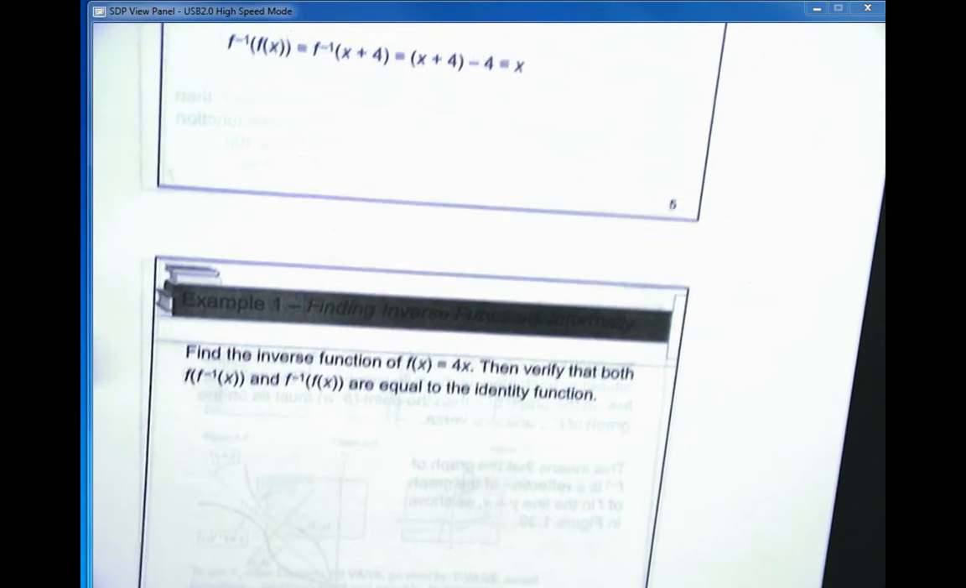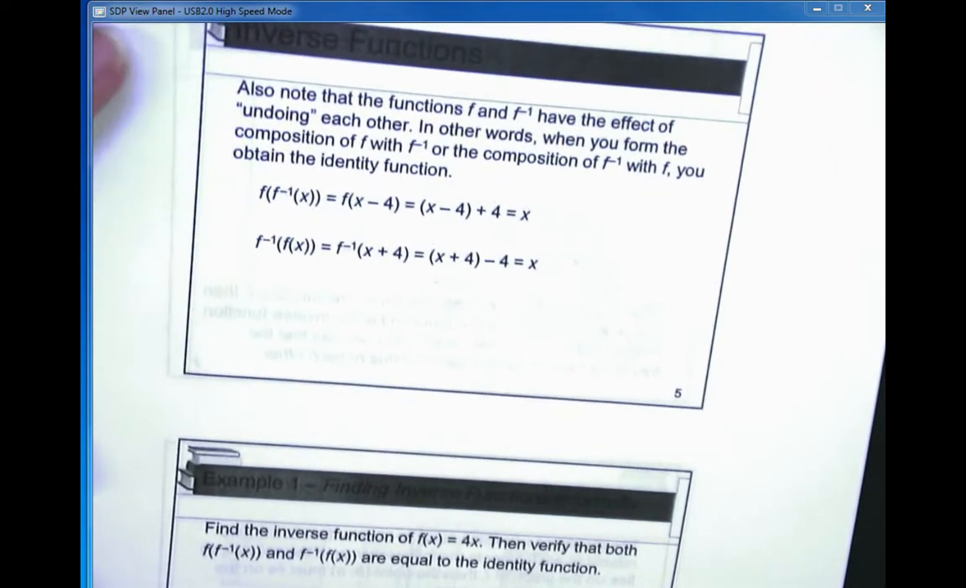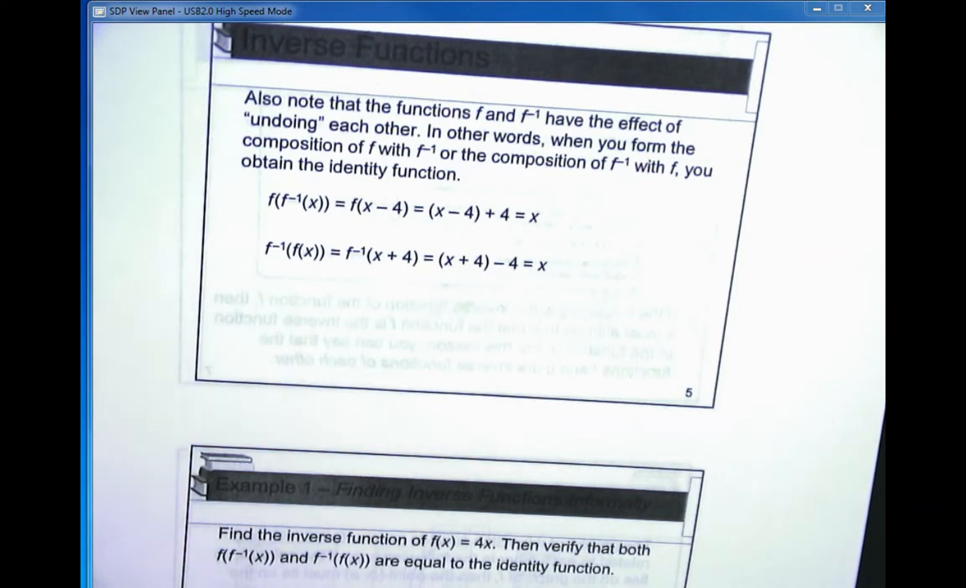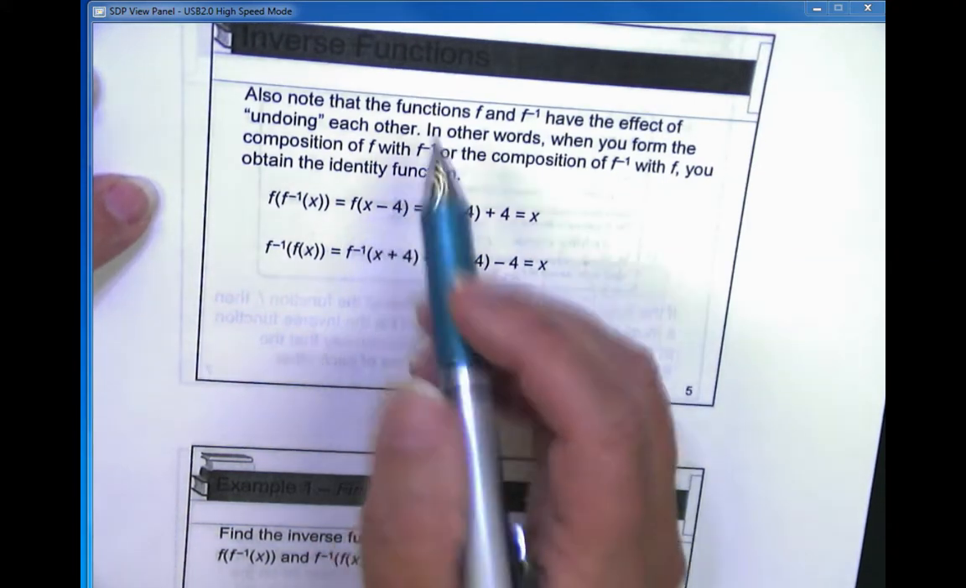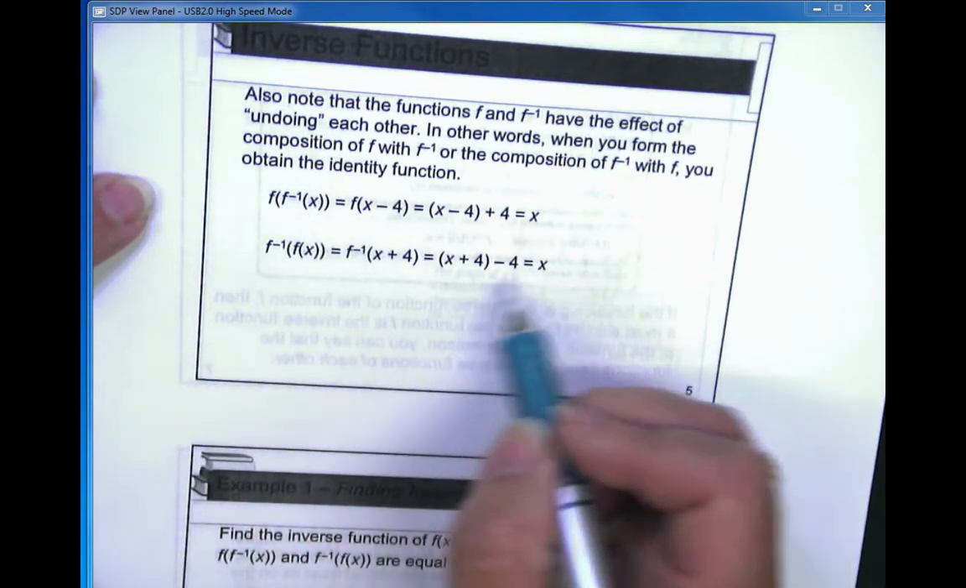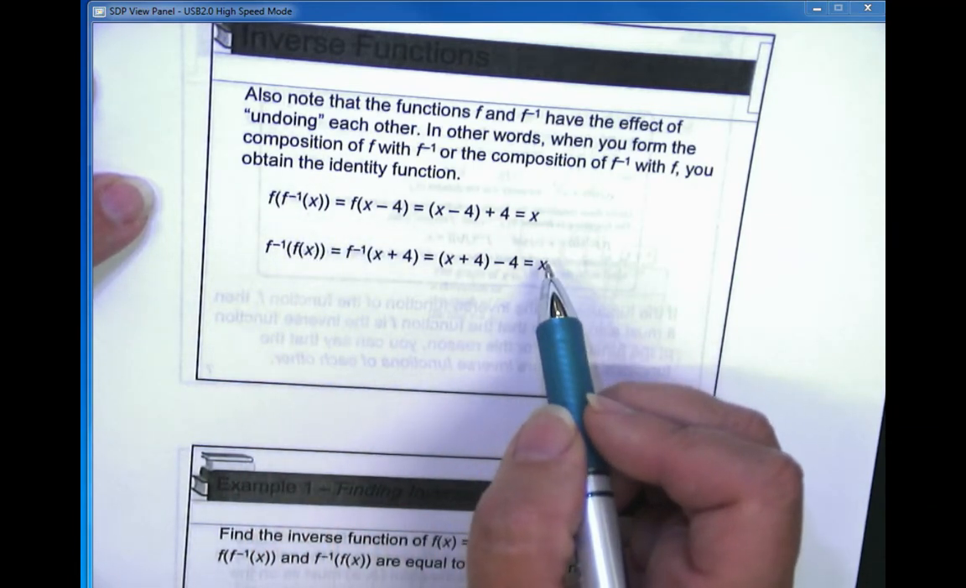And so now here's probably the most important piece. We're just going to talk through some of this and then we'll run through it. If you see the words verify or show that these are inverses, there is a process. You have to plug the inverse into the function and the function into the inverse and show that they both come out to be x.